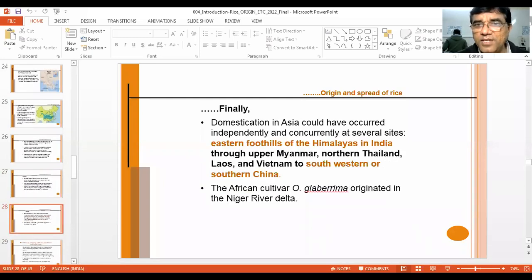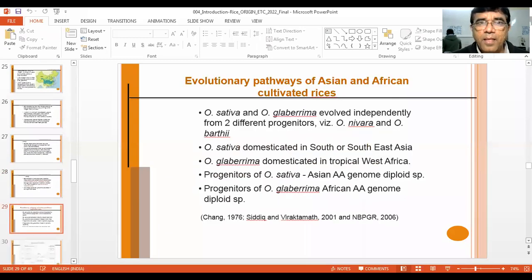Domestication in Asia could have occurred independently and concurrently at several sites: the eastern foothills of the Himalaya in India, through upper Myanmar, northern Thailand, Laos, and Vietnam to southwestern or southern China. So this is the area where domestication happened. The African cultivar Oryza glaberrima originated in the Niger River Delta.